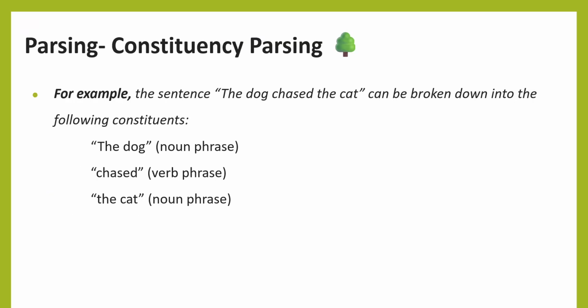Next comes the parsing, which is a fundamental task in natural language processing that involves analyzing the grammatical structure of the sentence. So in this explanation, we'll cover the basics of parsing using constituency and dependency parsing, CKY algorithm, context-free grammar, and probabilistic context-free grammars. So first comes the constituency parsing, which is a type of parsing that involves breaking down a sentence into its constituent parts such as phrases and clauses. For example, the sentence, "The dog chased the cat," can be broken down into the constituents like they're shown below.